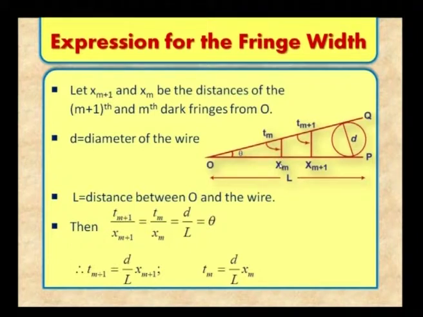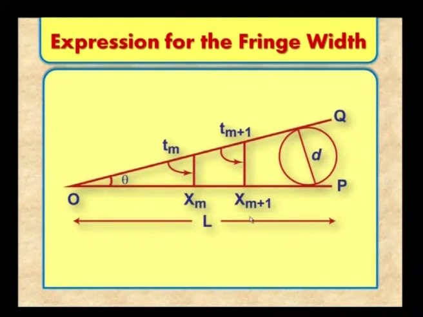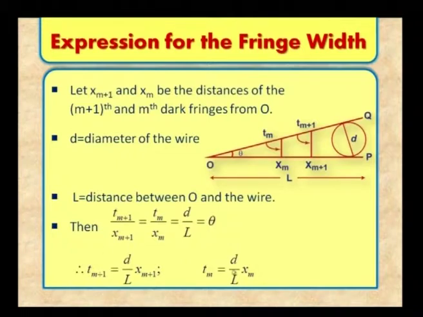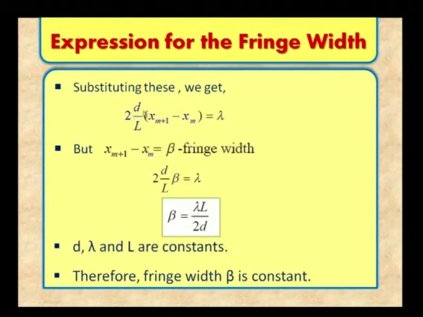So xm plus 1 minus xm, the difference between xm plus 1 and xm, will obviously give you the bandwidth or the fringe width. That is what you have to obtain now. This is an expanded diagram which clearly shows your xm and xm plus 1 and so on. The distance xm plus 1 minus xm is your bandwidth. Now, from the expression that you got here, you can subtract these two, and take your L and other things to the other side, so 2d by L into xm plus 1 minus xm is equal to lambda, and this, as I told you, is the bandwidth. So 2d by L into beta will be equal to lambda.